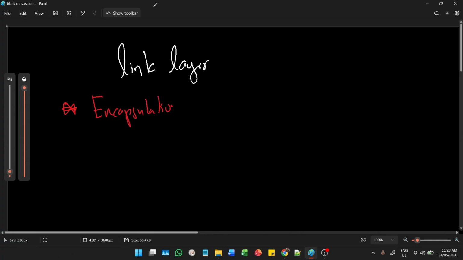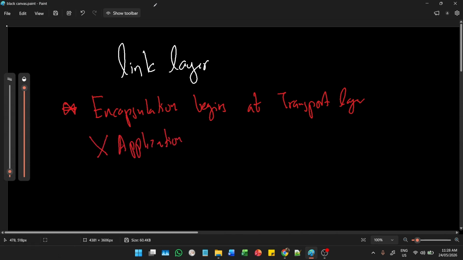Encapsulation begins at the transport layer, not the application layer, and it ends at the link layer. The physical layer, all it does is convert this into bits and transmit it over a transmission medium via signals, let it be electric or electromagnetic. So I made this mistake. I hope you guys will not.